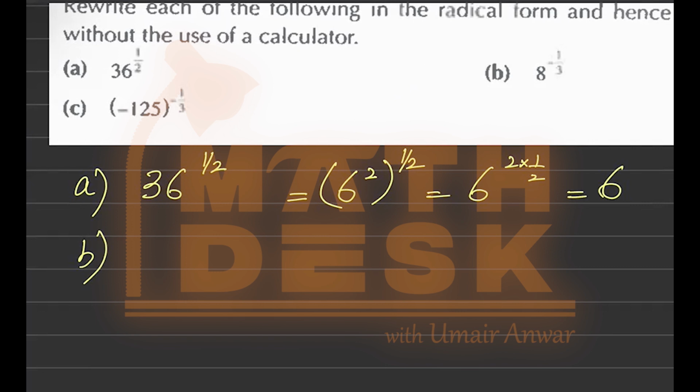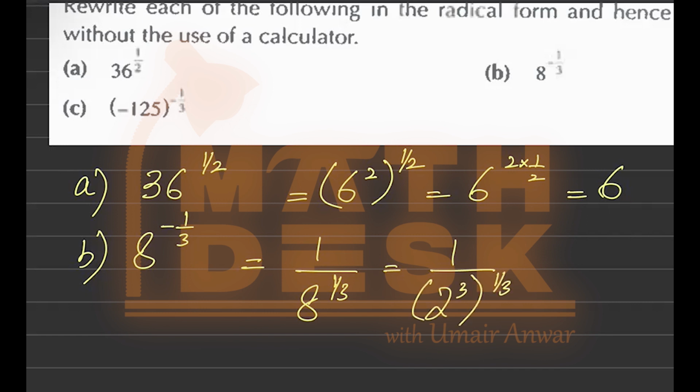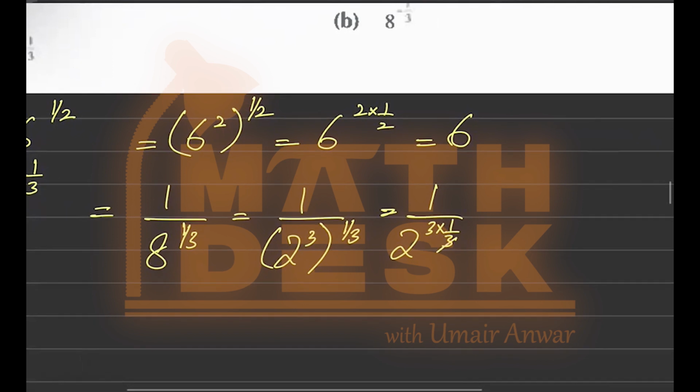Part B says 8 raised to minus 1 upon 3. So to change the index from negative to positive, it should be moved to the denominator. So I would be writing 1 upon 8 raised to 1 upon 3. And 8 could be written as 2 cube raised to 1 upon 3. So 1 upon 2 raised to 3 into 1 upon 3. 3 would get cancelled with 3. So we would have 1 upon 2 as the final answer for this part.